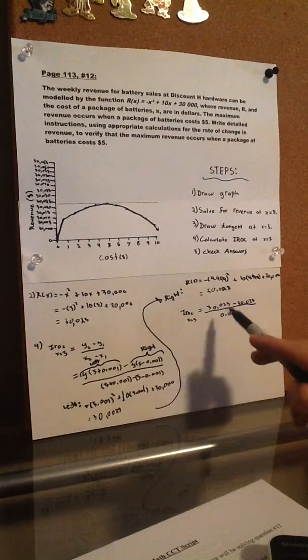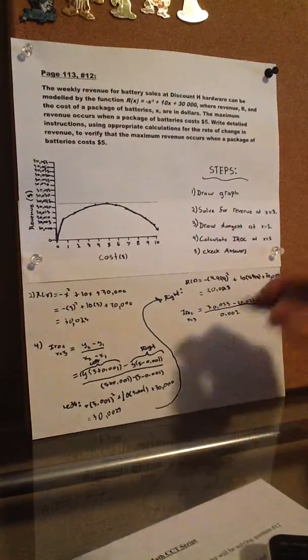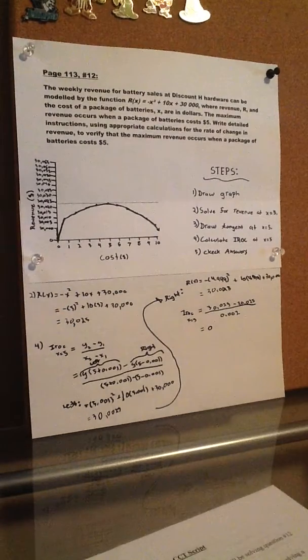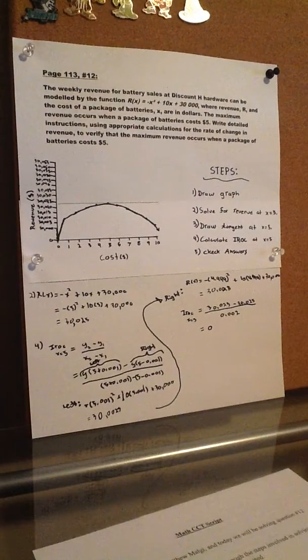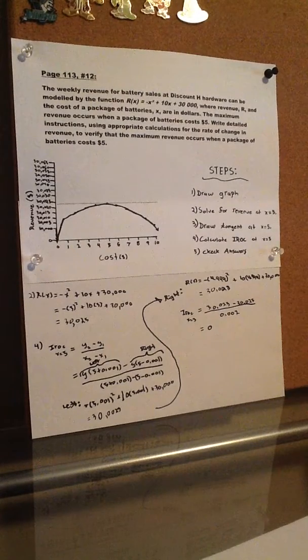Because the numerator equates to 0, and 0 divided by anything is 0, the IROC at x equals 5 is also equal to 0. Because there is no rate of change, and therefore no slope, we know that this is the point where revenue has reached a maximum.